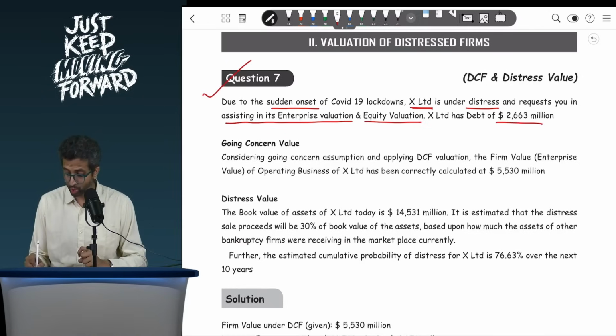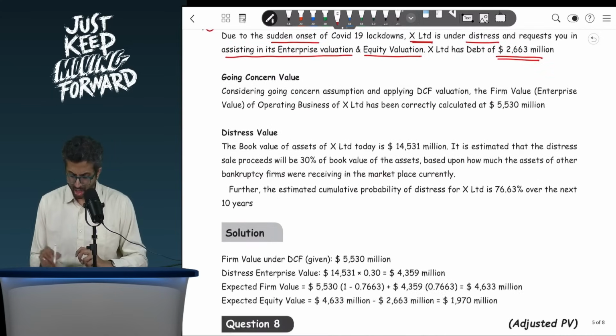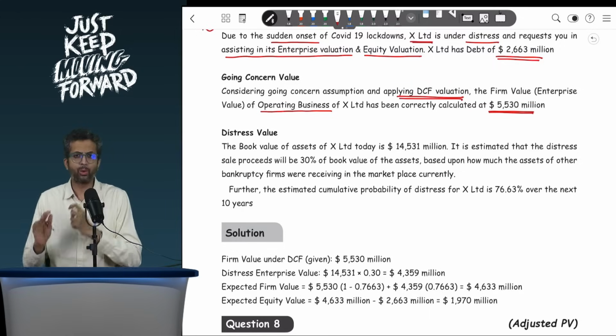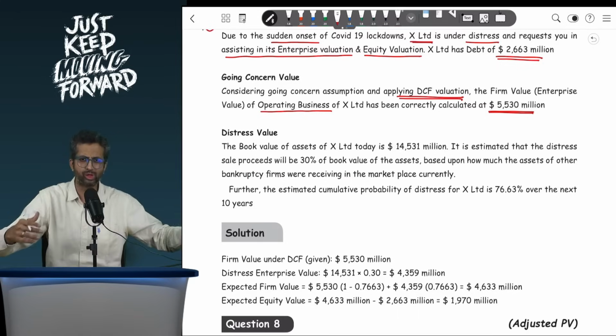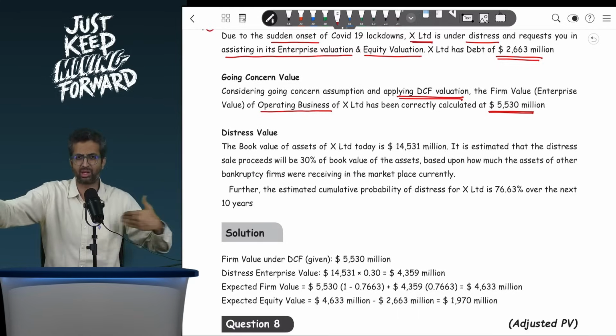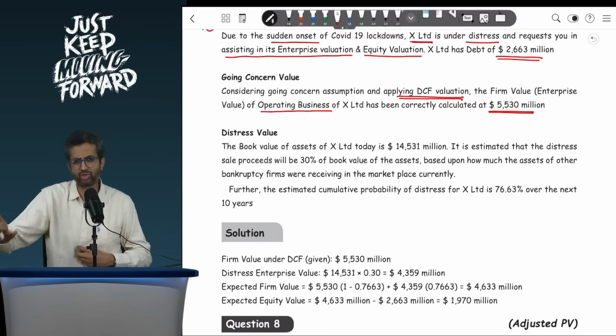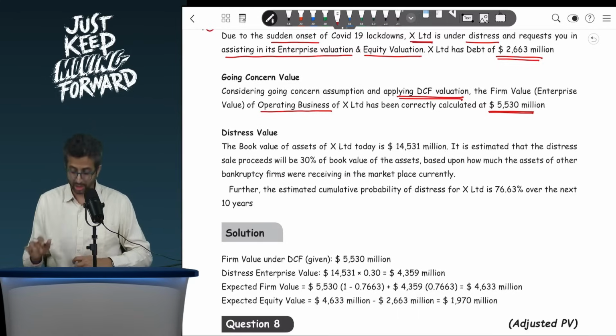X has a debt of around 2663 million. Considering the going concern assumption and applying DCF valuation, the firm value, that is the enterprise value of the operating business of X, has been correctly valued at 5530. We have not gone into the DCF valuation separately because you have done enough sums to find the present value of future cash flows. Let us say 5530 was calculated using that.